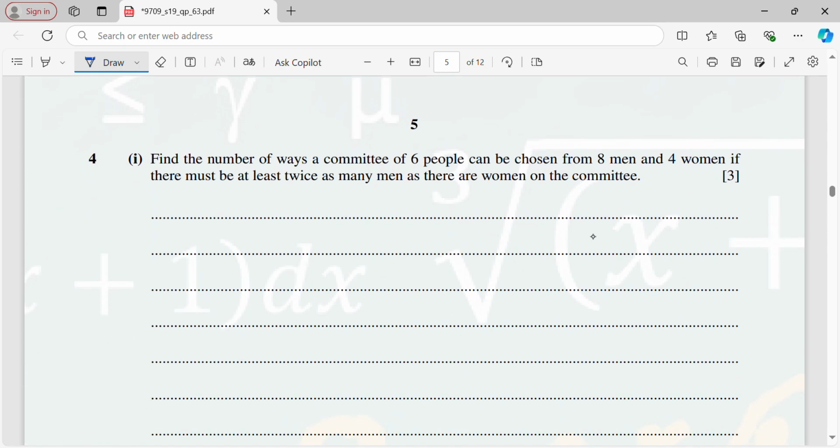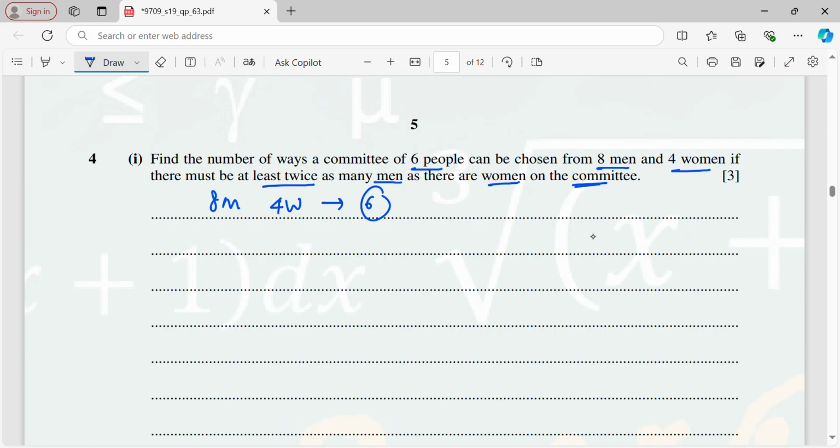Okay, next question, number 4, first part. Find the number of ways a committee of 6 people can be chosen from 8 men and 4 women. So it means 8 men, 4 women. From here you choose 6. Now, if there must be at least twice as many men as there are women in the committee, it means that minimum double of the men than the women.